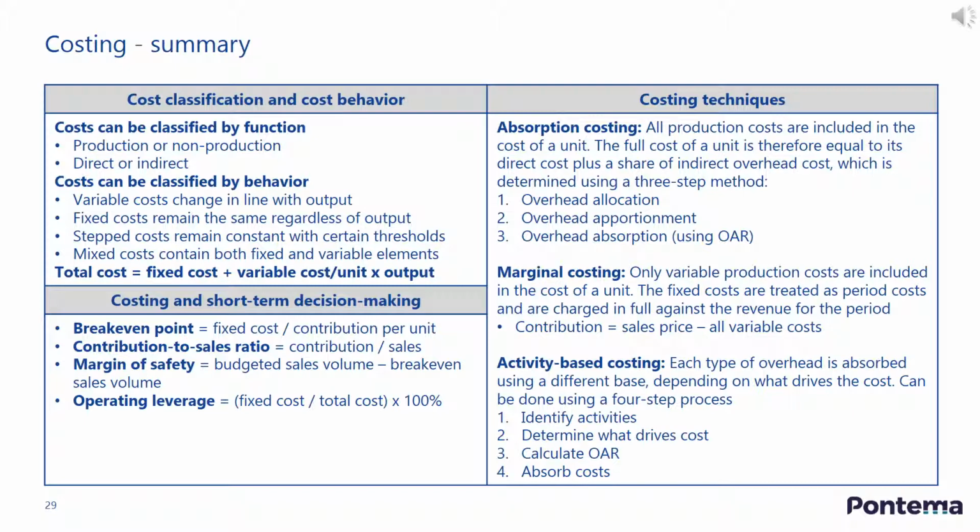To summarize this lesson, you have learnt that costs can be classified by both function and behavior, and that total costs will be equal to all fixed costs, plus the variable cost per unit multiplied by total output. The three main costing techniques are absorption costing, marginal costing, and activity-based costing. And the three main calculations used for costing decision-making are the break-even point, the contribution to sales ratio, and operating leverage.